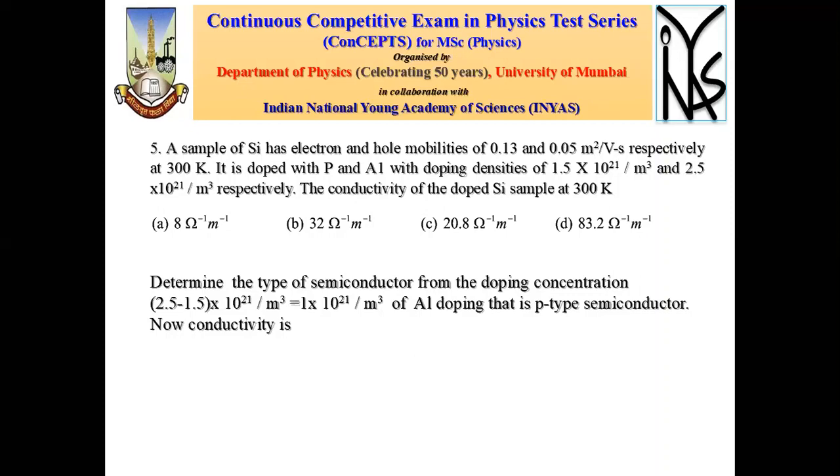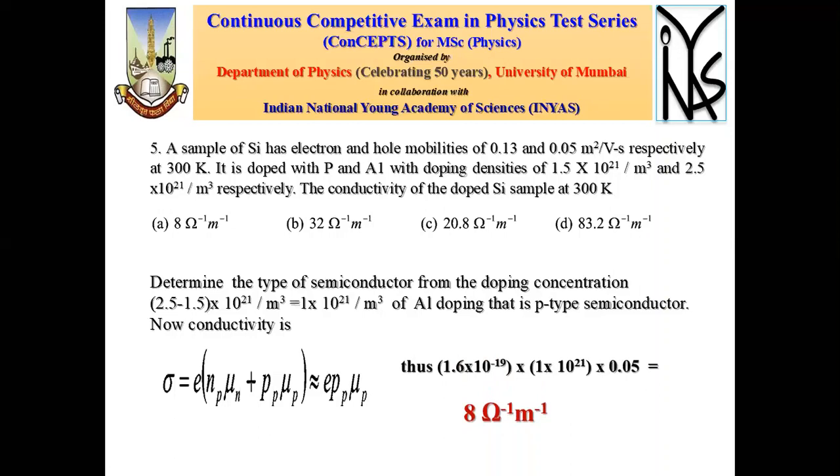The conductivity is represented by e into (n mu n plus p mu p). Here n is the concentration of the electrons and mu n is the mobility of the electrons, and p is the concentration of the holes, and mu p is the mobility of the holes. Since it is a P-type semiconductor, the mobility of holes is what we have to consider. Therefore, e is the charge of the electron.